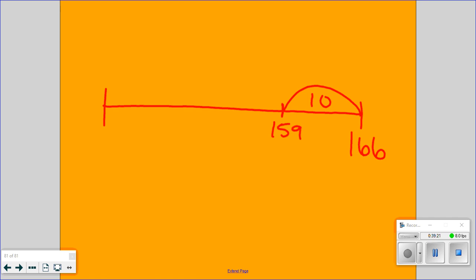Oops, that's not a 6, that's a 9. Come on, brain. Now what? Tatum? 5. Where am I at now? 151.